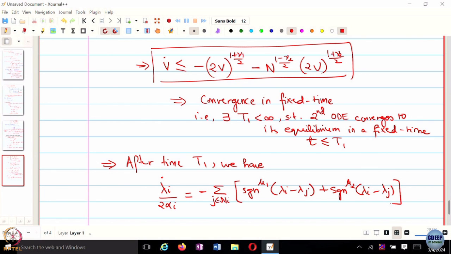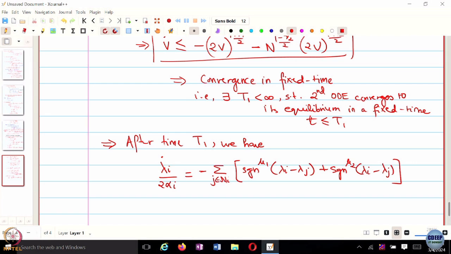Is this clear? Why? Because pi dot is equal to lambda I dot over 2 alpha I after time capital T1. So I can write this. So this looks like a very familiar consensus update on lambda. The only difference is it comes with this coefficient 1 over 2 alpha I, which is something that we have not seen. So we are very quickly going to use the same results, but this time with 2 alpha I. Okay. So, is everyone with me on this, that after time T1, this is what we are going to obtain?